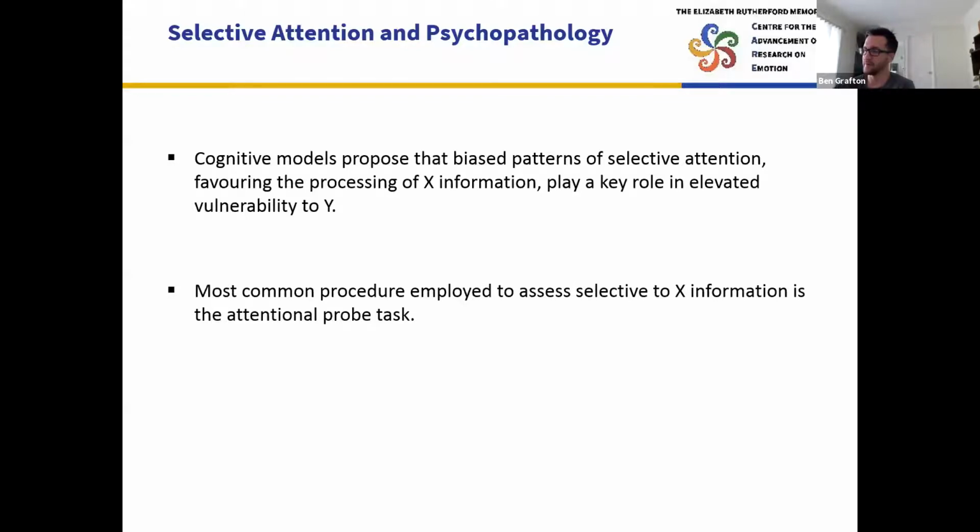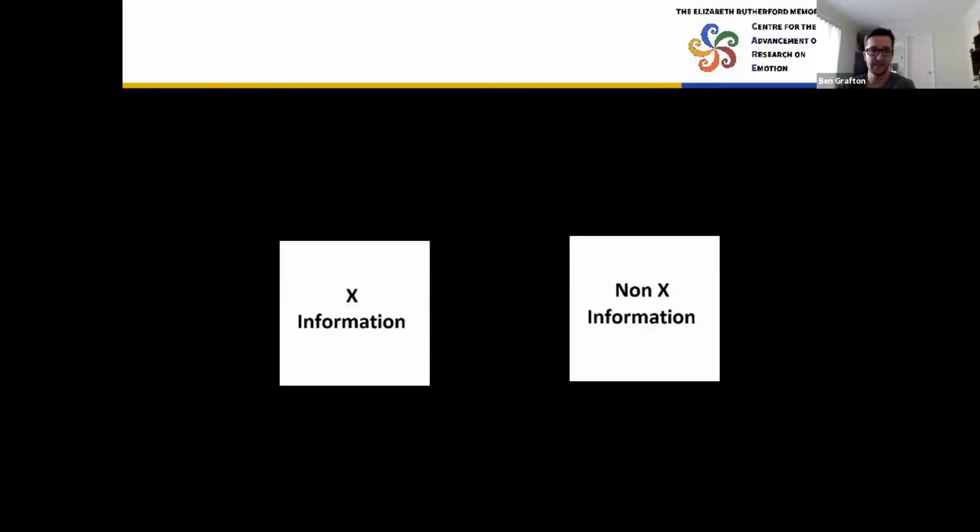For those of you not familiar with the approach, it starts off with a fixation point in the center of the screen, followed by two stimuli, and these are typically presented very briefly, 500 milliseconds, but sometimes a second, and sometimes even a little bit longer. The information will either be X-related information or non-X. So if you're doing anxiety-related research, it would be negative information and, say, positive information. So you might have an angry face and a happy face, or a word like murder and helpful.